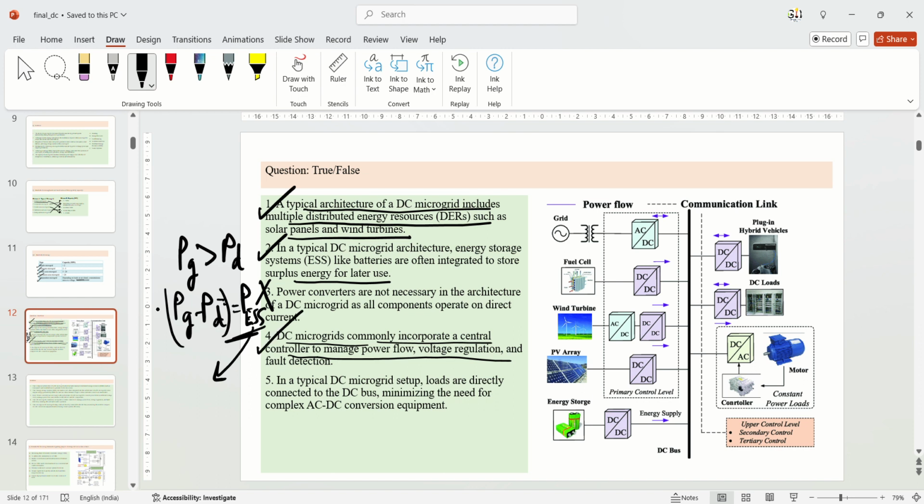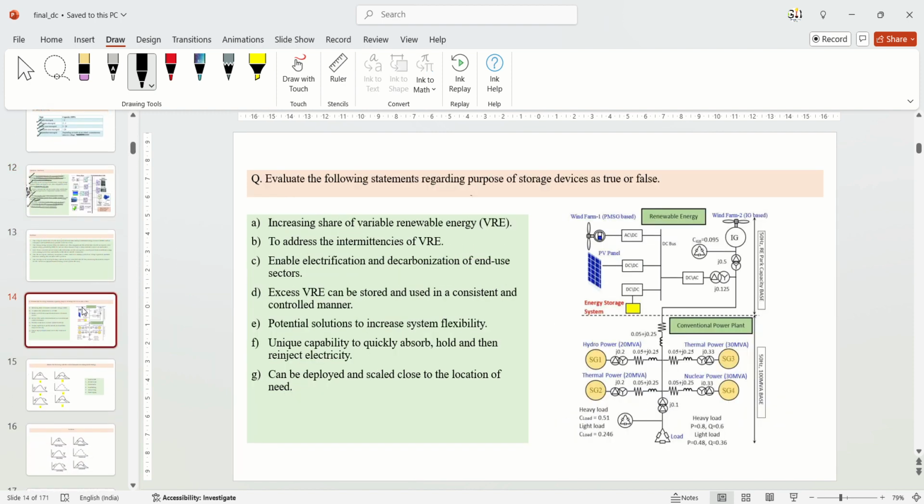You need a central controller which manages all the power going from one into another, and also regulates the voltage depending upon what kind of power flow and reactive power flow is happening. In the fault detection case, it also detects the fault safely and disconnects the microgrid from the utility grid. The fifth statement is telling in a typical DC microgrid setup, loads are directly connected to the DC bus, minimizing the need for complex AC/DC conversion equipment. That is true. Okay, so this is the correct answer of this question.